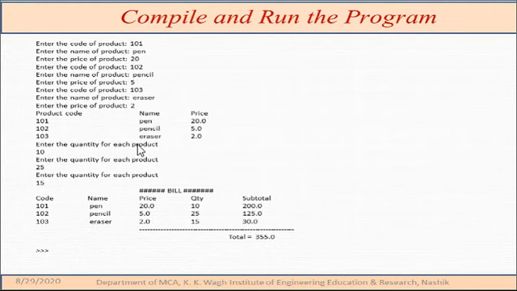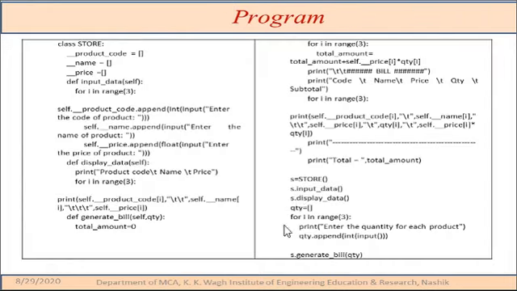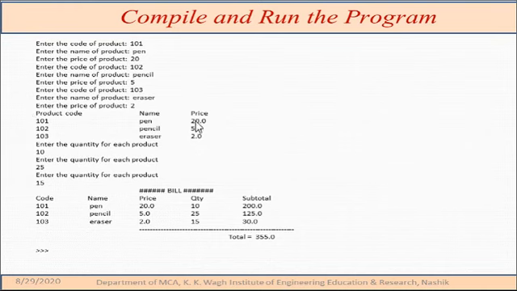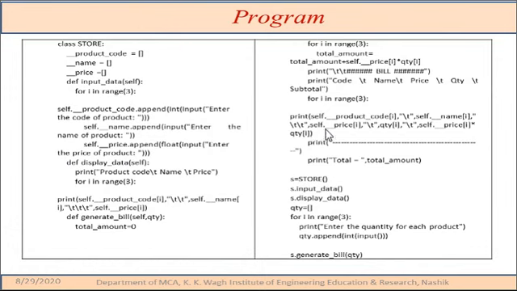Likewise, if we run this program, then the output may be generated like this: taking the input from the user as code of product, name of product, price of product, that is the first details of first product, then second details of second product, and third details of third product. Then, as I said, once you create the object, the second function you have called is displaying data. So for displaying data in appropriate format, display product code, name, and price. Then we have to take the quantity from the users.